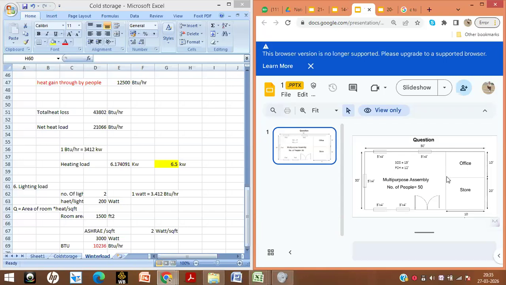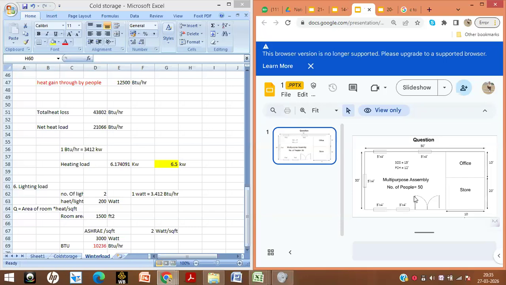No, sir, because if we calculate the total heat load, the system will be a single dedicated system, not individual ones. Say 6 kilowatt. Now, when the multi-purpose assembly hall is not working and the office and store are working, that 6 kilowatt will run for all three places. So energy will be lost. Yes, that is a design consideration.